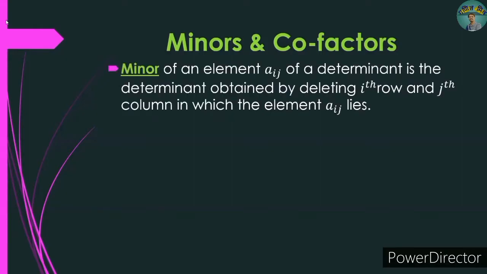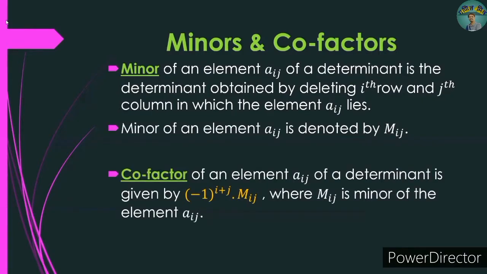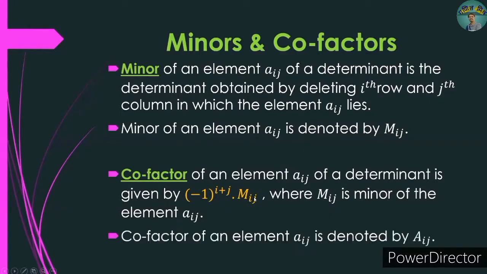Let us revise. Minor of an element Aij of the determinant is the determinant obtained by deleting ith row and jth column in which the element Aij lies. It is denoted by capital Mij. Then cofactor can be calculated by using this formula: minus 1 raised to i plus j into Mij, where this Mij is the minor of that particular element. Cofactor is denoted by capital Aij.